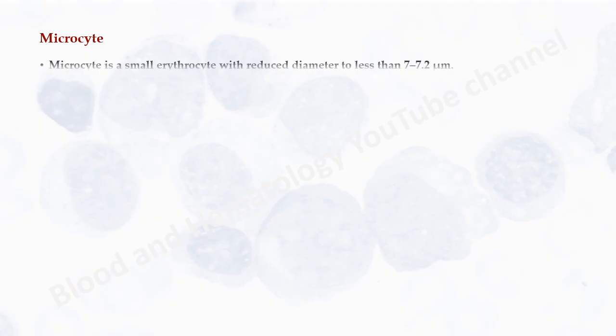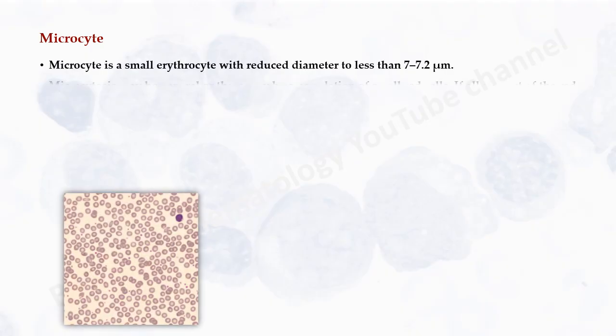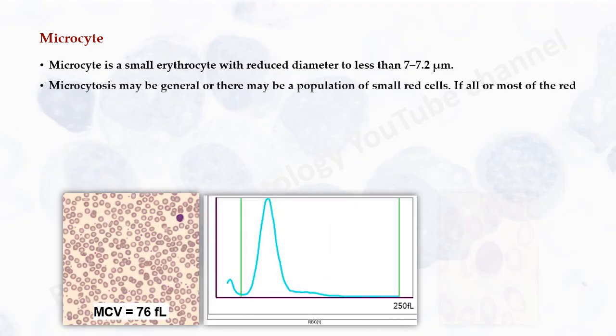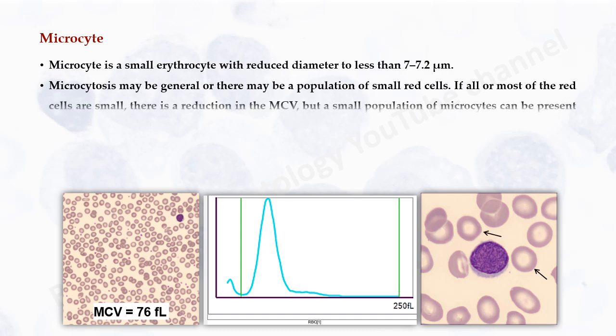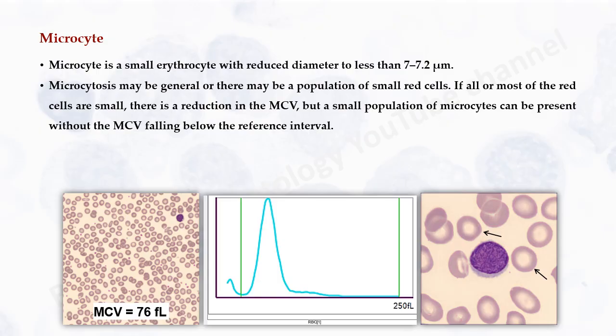Microcyte is a small erythrocyte with a reduced diameter of less than 7 to 7.2 micrometers. Microcytosis may be general or there may be a population of small red cells. If all or most of the red cells are small, there is a reduction in the MCV, but a small population of microcytes can be present without the MCV falling below the reference interval.